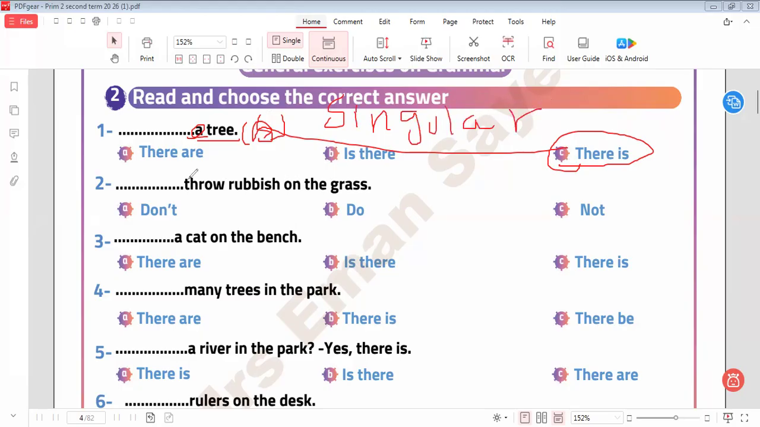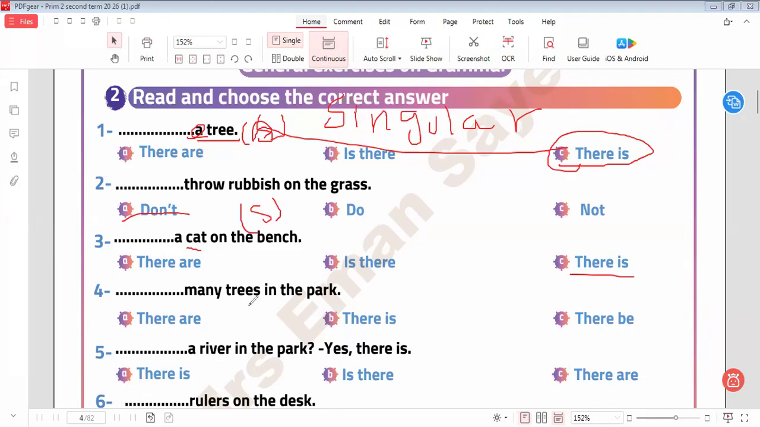Let's go to another one. Space, throw the rubbish on the grass. It will be here: don't throw the rubbish on the grass. A cat on the bench. To be here, there is. Why there is? Because here we have cat, and cat here is singular. So I select the correct one.